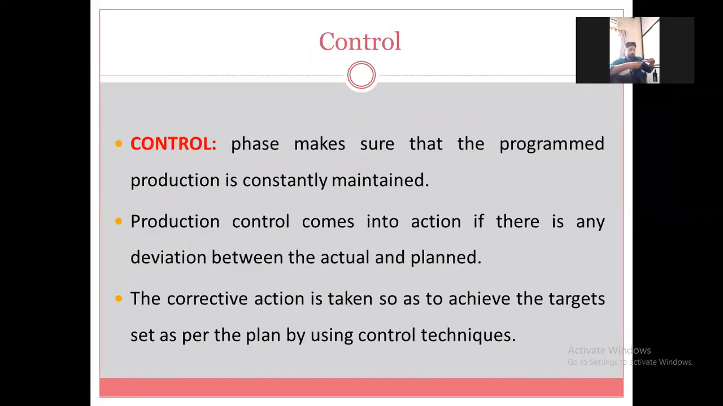Write down the next heading as control. In that you can write the control phase: make sure that the programmed production system is constantly maintained.